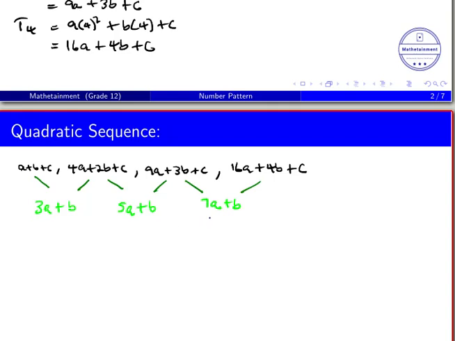So I have to say T3 minus T2, T2 minus T1. Here, 7a minus 5a, I'll get 2a, and b minus b, I get 0. 5a minus 3a, I also get 2a, and b minus b, I get 0. Now I do have a common difference, but it is a second common difference.